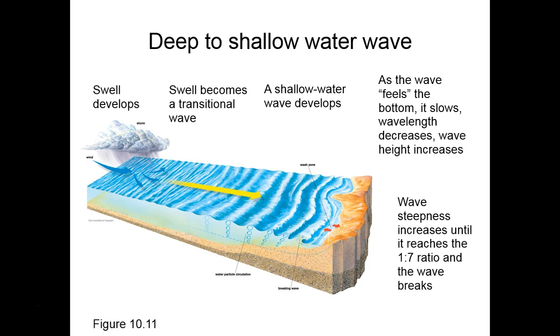So the wave steepness increases until it reaches the 1:7 ratio and the wave breaks. Also, when the depth is about 1 1/3 times the height, the wave breaks. So you could technically sit on the beach and look at where the waves are breaking and calculate the depth of the water there if you wanted to.